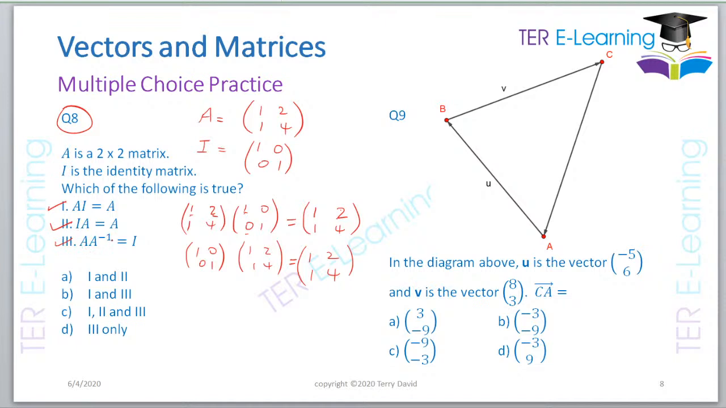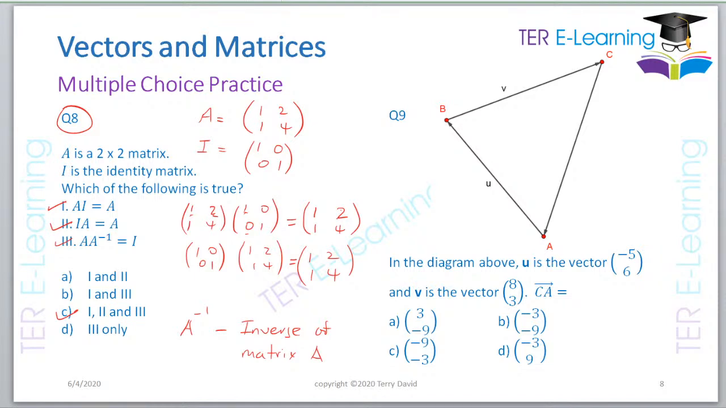If I take a matrix and I multiply by the inverse of the matrix, if we see something like A to the power minus 1, this is called the inverse of a matrix. This is the inverse of matrix A. This is something you need to remember: if I take a matrix and I multiply by its inverse, I'm going to get the identity matrix. So all three of those statements are correct. So the answer is C for question 8.